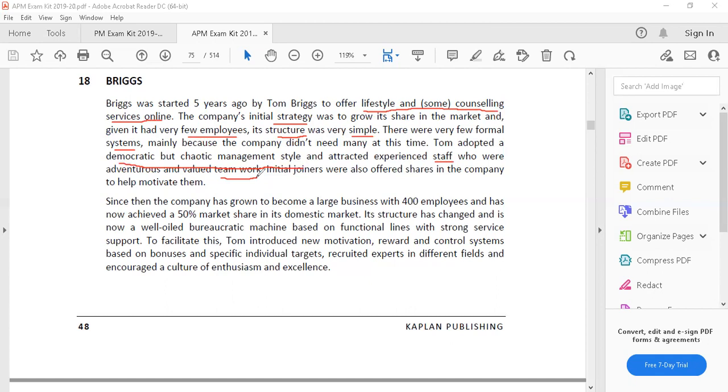To facilitate this, Tom introduced new motivation, reward, and control systems based on bonuses and specific individual targets, recruited experts in different fields, and encouraged a culture of enthusiasm and excellence. So Tom introduced new motivation, reward, and control systems.